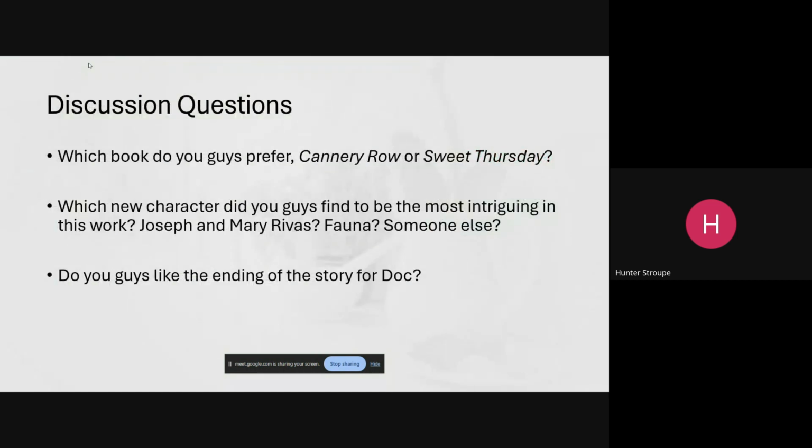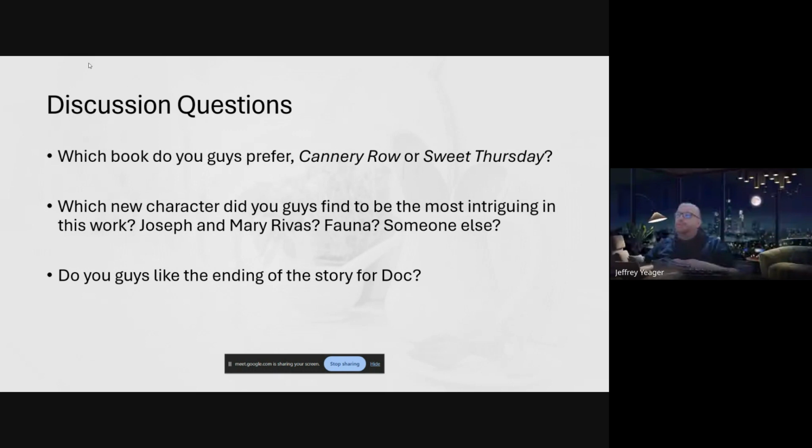And for my discussion questions, I wrote, which book do you guys prefer, Cannery Row or Sweet Thursday? That is a good question. What do you guys think?